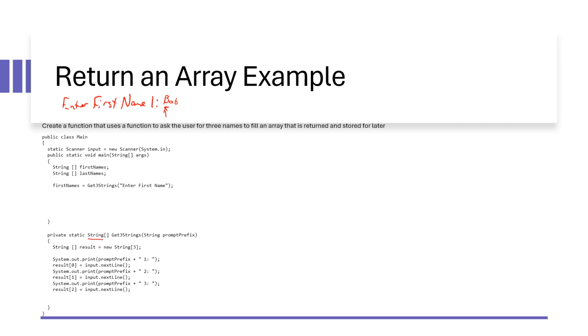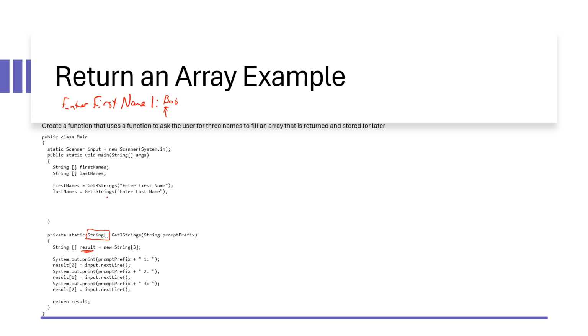Look at what the data type for the return is. Just String square bracket, just like it is if I'm defining an array over here. Now when I say return result, this result variable is currently in memory. And what it's doing is it's going to get firstNames to point to that same location in memory. So it's actually returning the array. So firstNames after this point on will have a pointer directly to it.